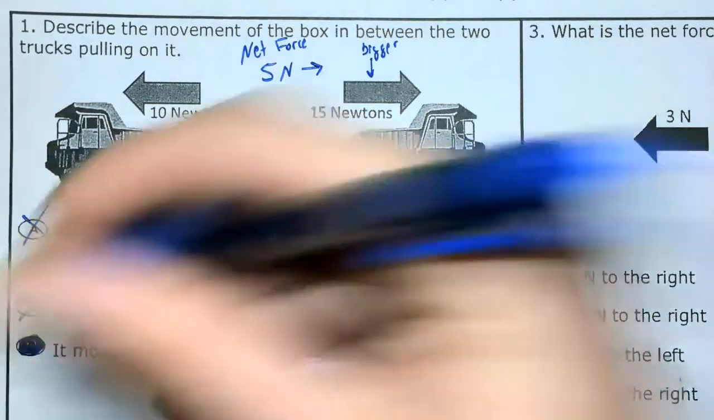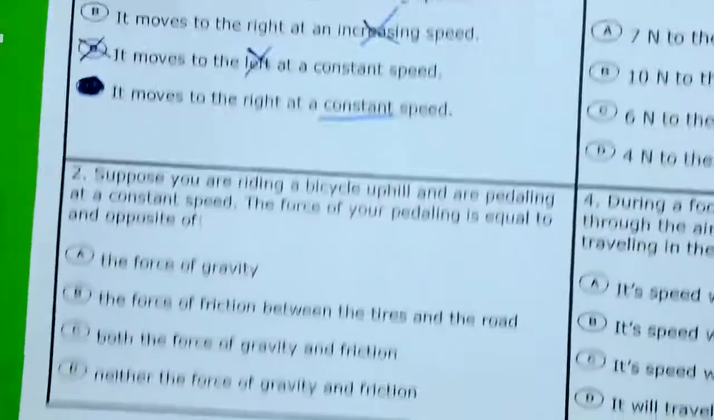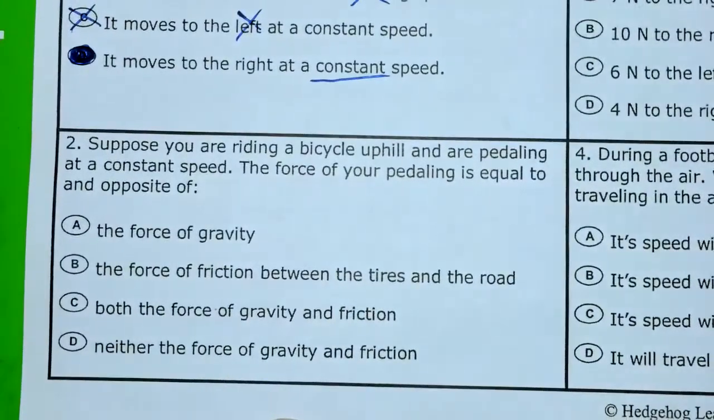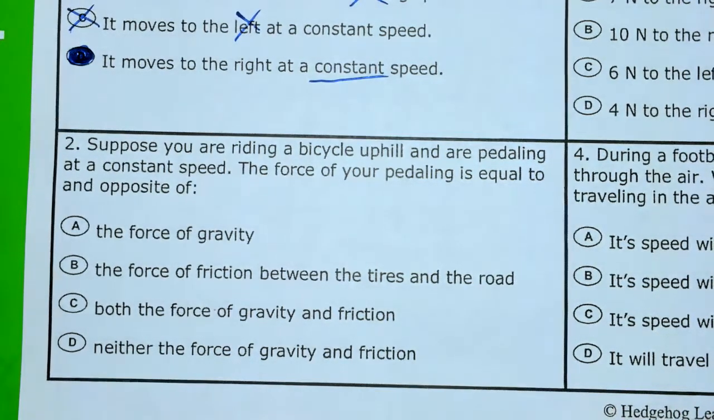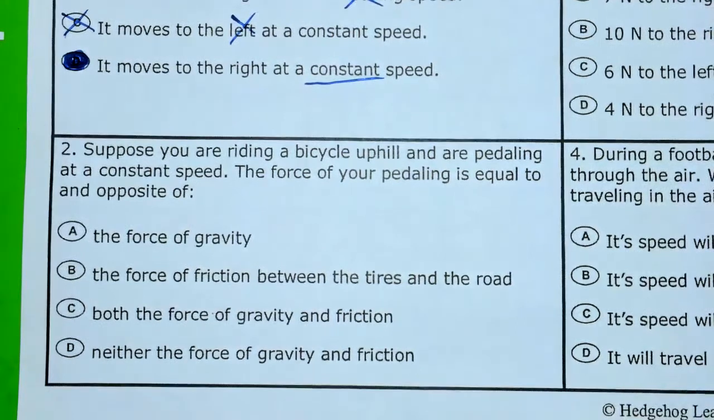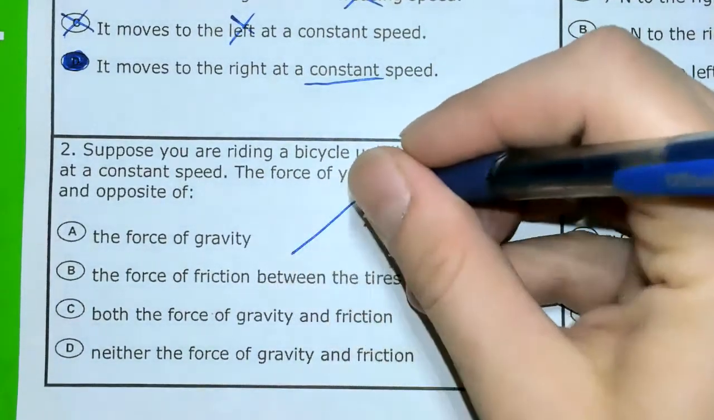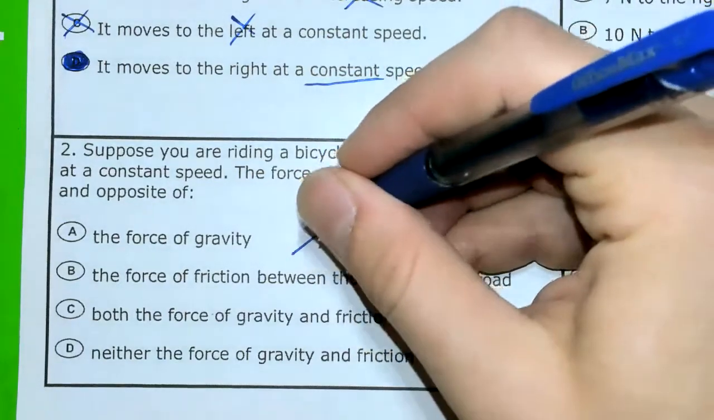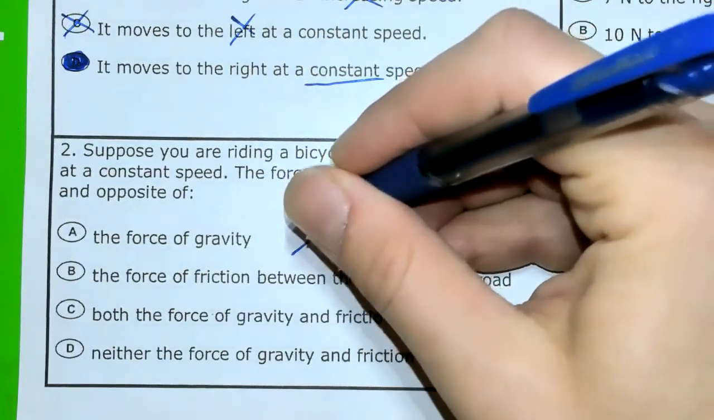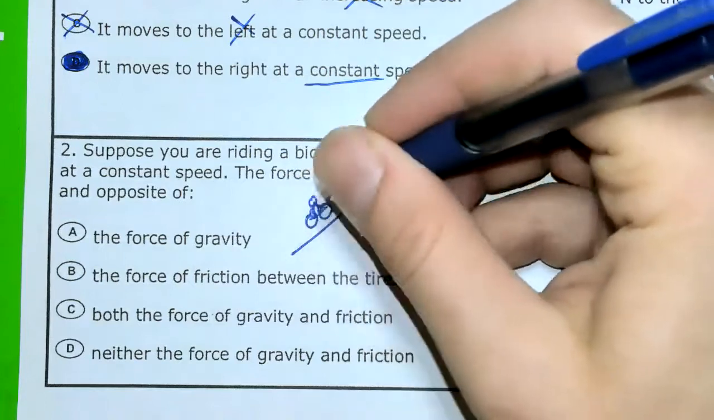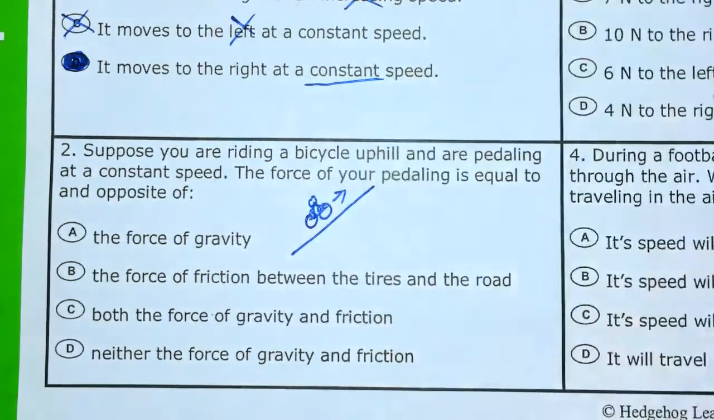Number 2, suppose you're riding a bicycle uphill and are pedaling at a constant speed. The force that you're pedaling is equal to and opposite of... So that means that you're going to be riding a bike uphill. You're going to be riding that bike uphill.